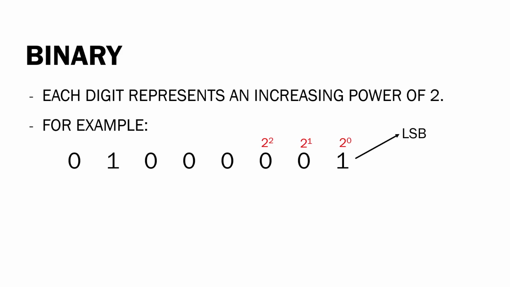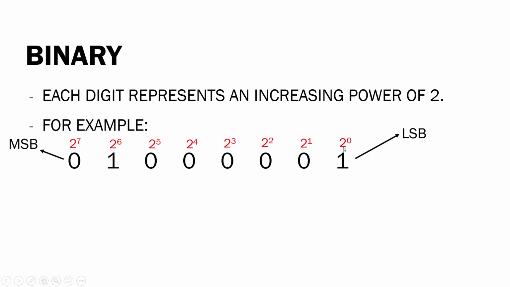Again, each digit represents an increasing power of 2. So after 2, we have 3. So next digit is 2 raised to 3. Next is 2 raised to 4, 2 raised to 5, 2 raised to 6, and 2 raised to 7. And the leftmost digit in a binary is called the MSB, or the most significant bit.